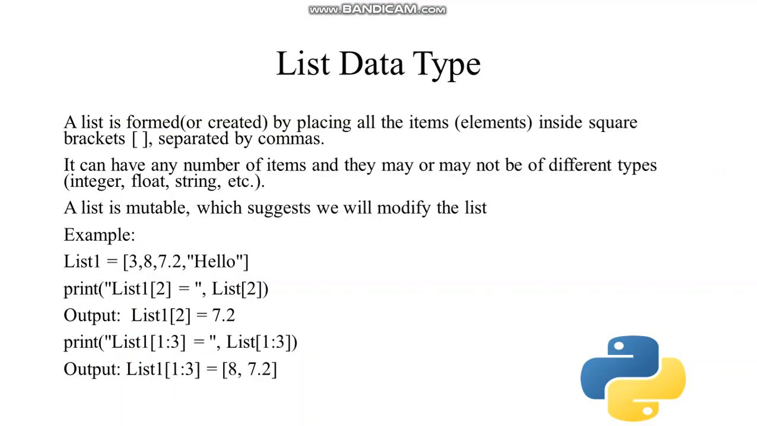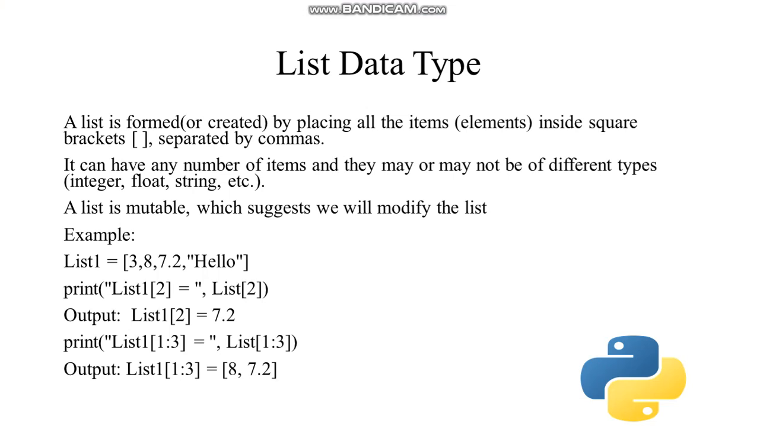Next is list data type. A list is formed or created by placing all the items or elements inside a square bracket separated by commas. It can have any number of items, and they may or may not be of different data types. For example, integer, float, string, other data types we can store in a single list. A list is mutable, which means we can modify the list. So once we have created the list, we can modify it.